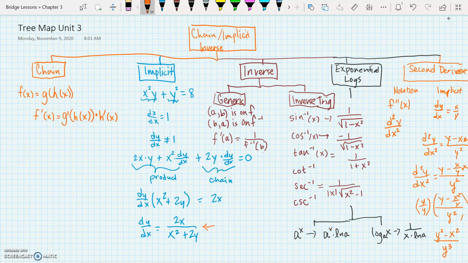All right, that is kind of a framework of what we did for Unit 3. So first of all, it's a lot of derivatives that I want you to be comfortable with. You need to be comfortable with all those derivatives. And then it's also understanding really well how to use chain rule and implicit.